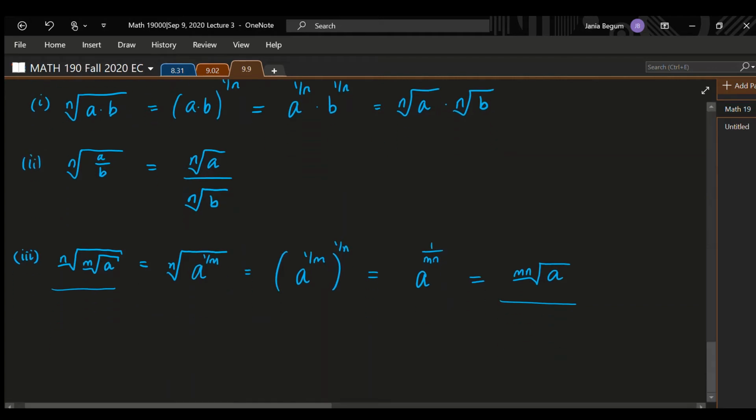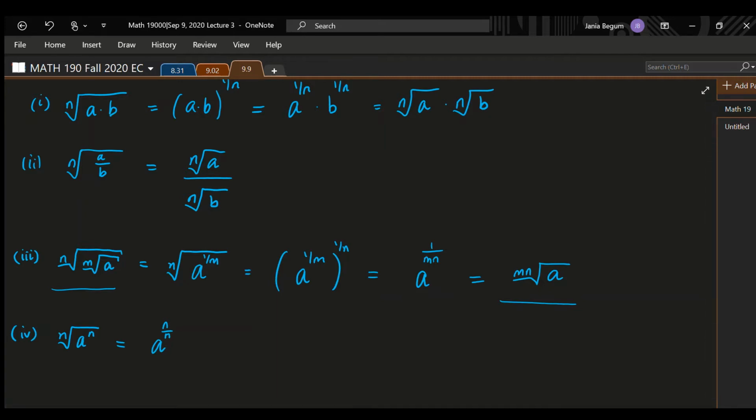Now, one more, last one. What if you have the nth root of a to the n? How do we simplify that? Absolutely. So again, you can write it in exponential form. You have a to the power n over n, because the m that we wrote before is now n. So same exponent, n over n is just 1, so that will simply be a.